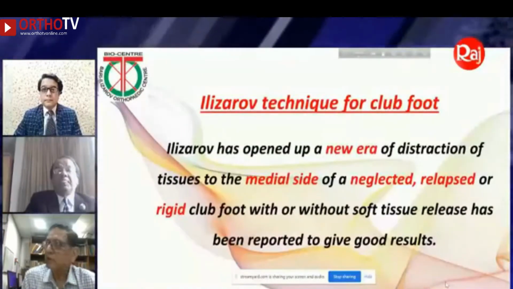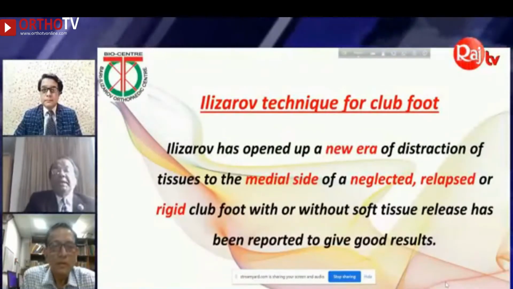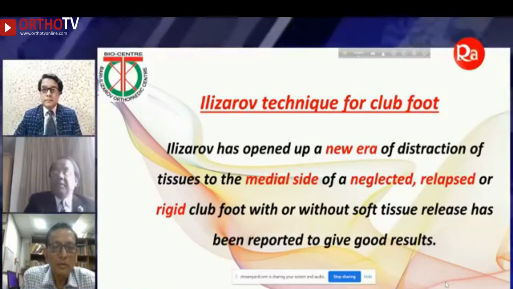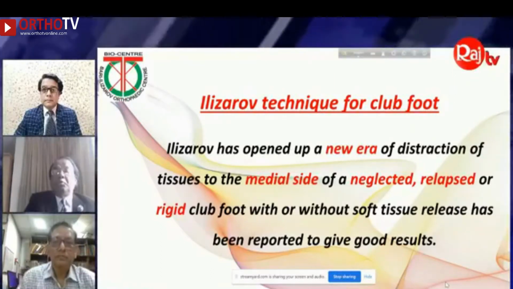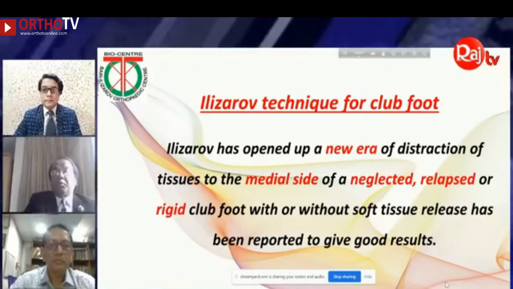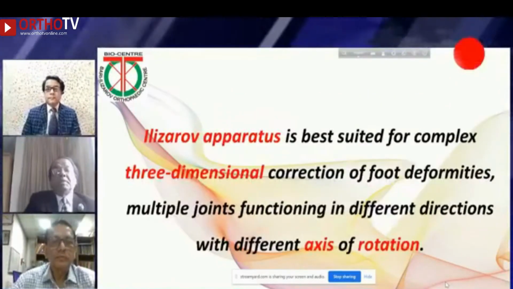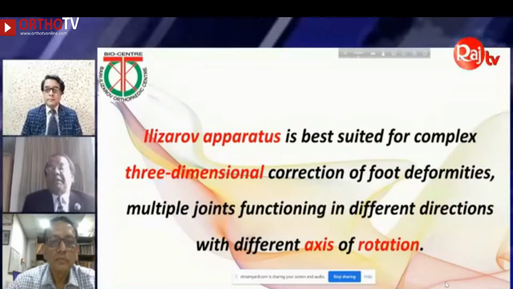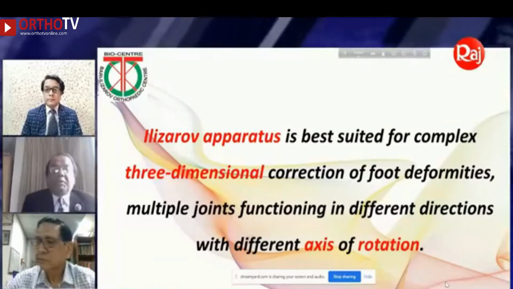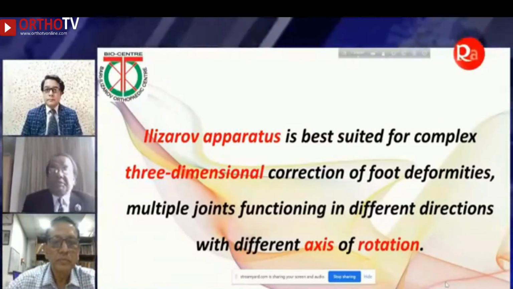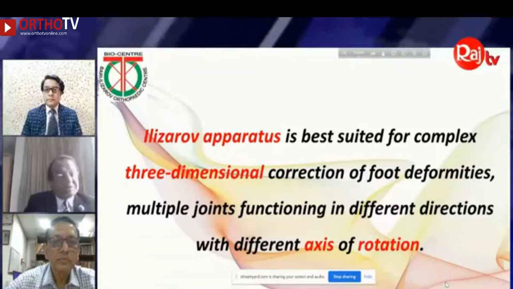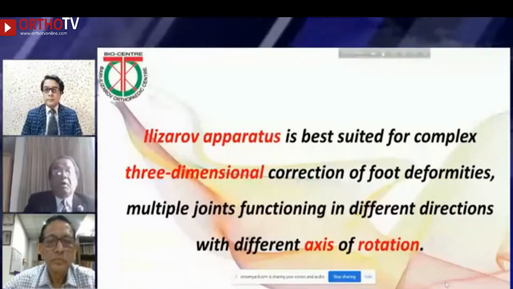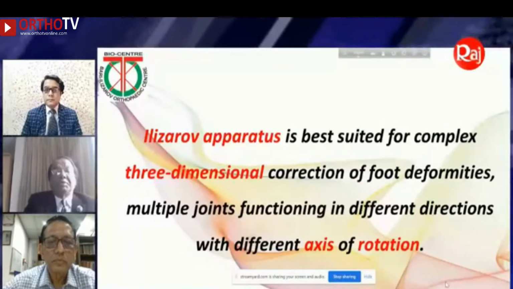It is difficult for that. And Ilizarov technique for clubfoot surgery has opened up a new era of distraction of tissues to the medial side of neglected, relapsed, or rigid clubfoot, with or without soft tissue release, and has been reported to give good results. Now, this Ilizarov apparatus is best suited for complex three-dimensional correction of the foot deformities, multiple joint functioning in different directions with different axes of rotation. This is very important. And with Ilizarov, you can correct all kinds of three-dimensional deformities.